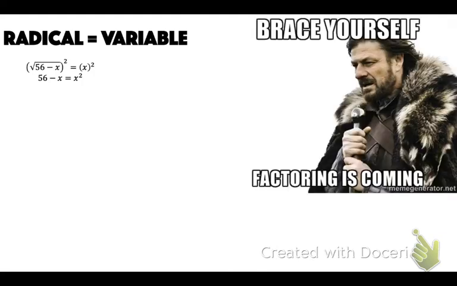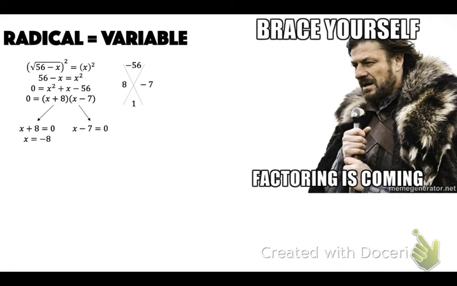So we have to solve this by factoring. So I am going to get this equal to 0. So I'm going to add the x over, and I'm going to subtract the 56. So we get 0 equals x squared plus x minus 56. Now we're going to factor that. So we want to see what multiplies to be -56, adds to be 1, which is 8 and -7. So that's going to be x plus 8, x minus 7. Set those both equal to 0. So x plus 8 equals 0, which means x equals -8. X minus 7 equals 0, which means x equals 7.